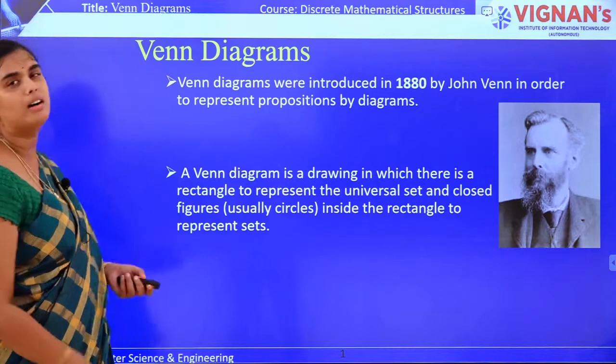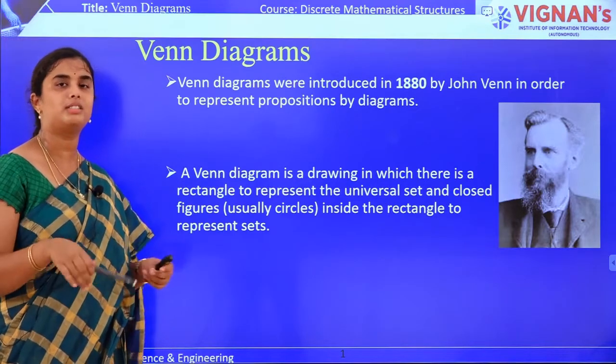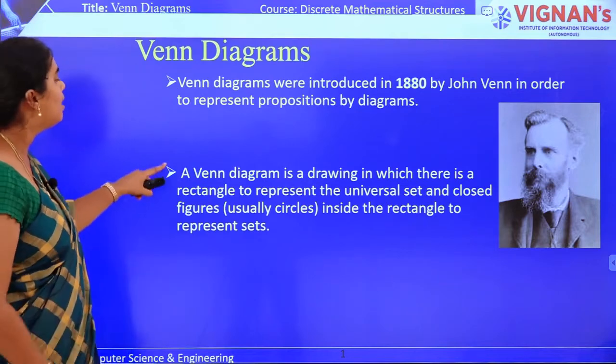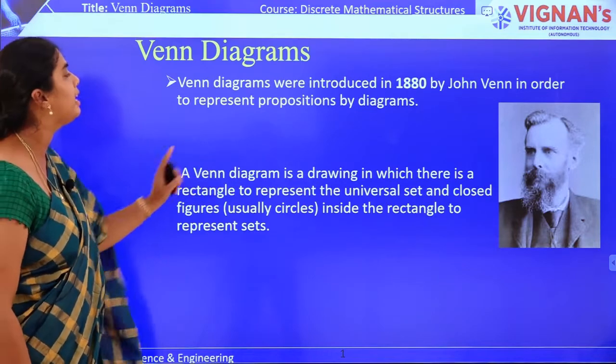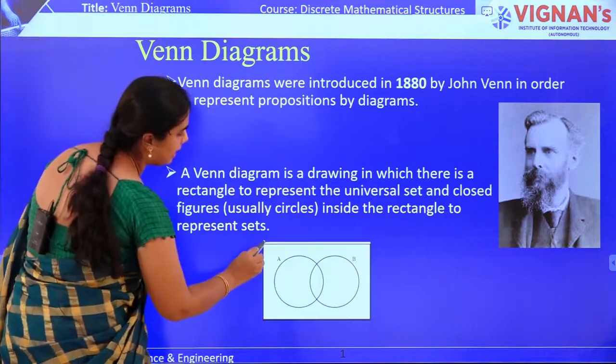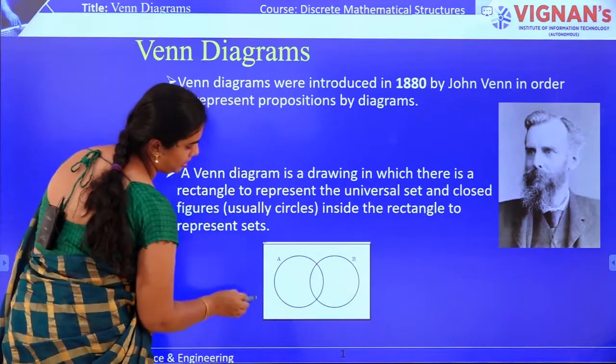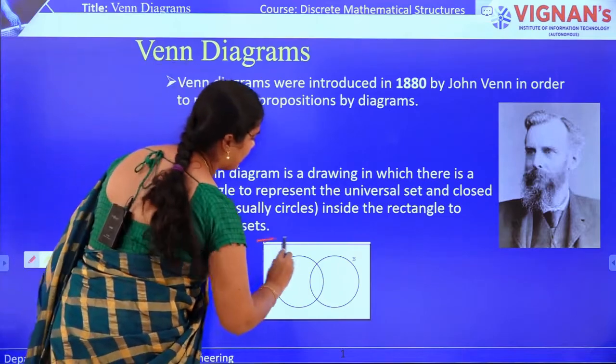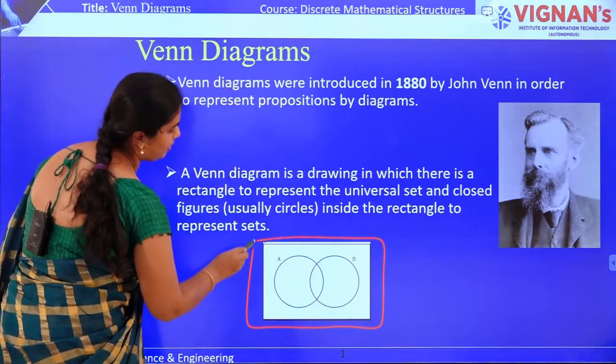Okay, I am saying pictures, that's fine. Then what are these pictures? How are these Venn diagrams drawn? So a Venn diagram is a drawing in which there is a rectangle, and this entire rectangle denotes a universal set.